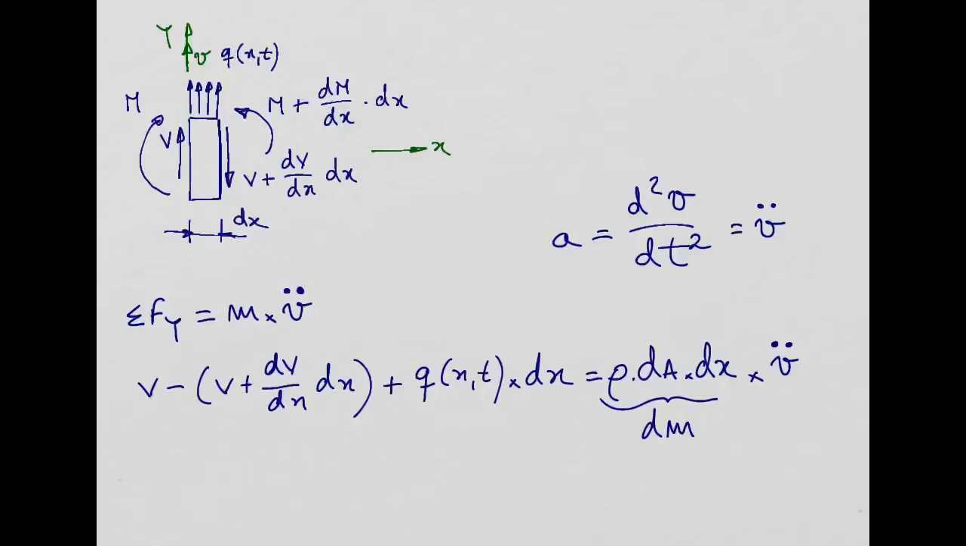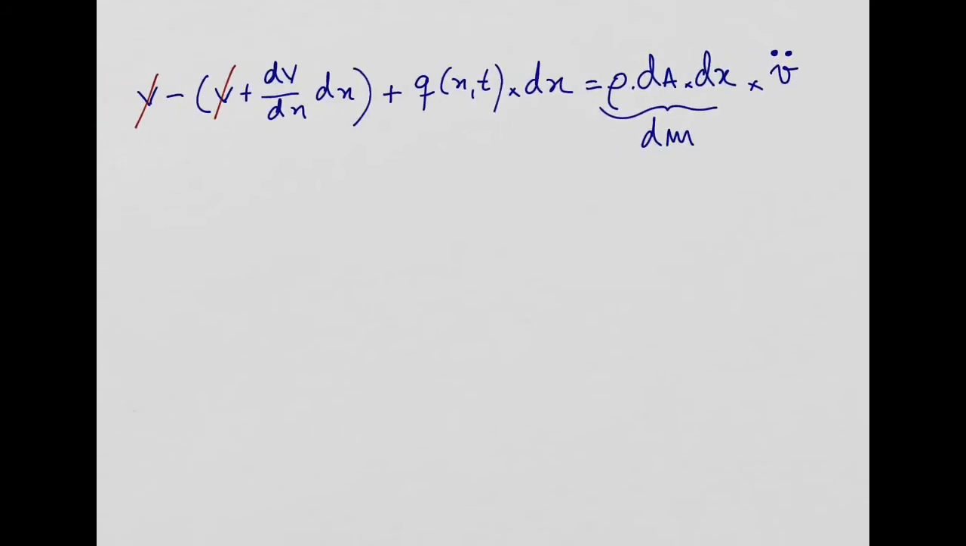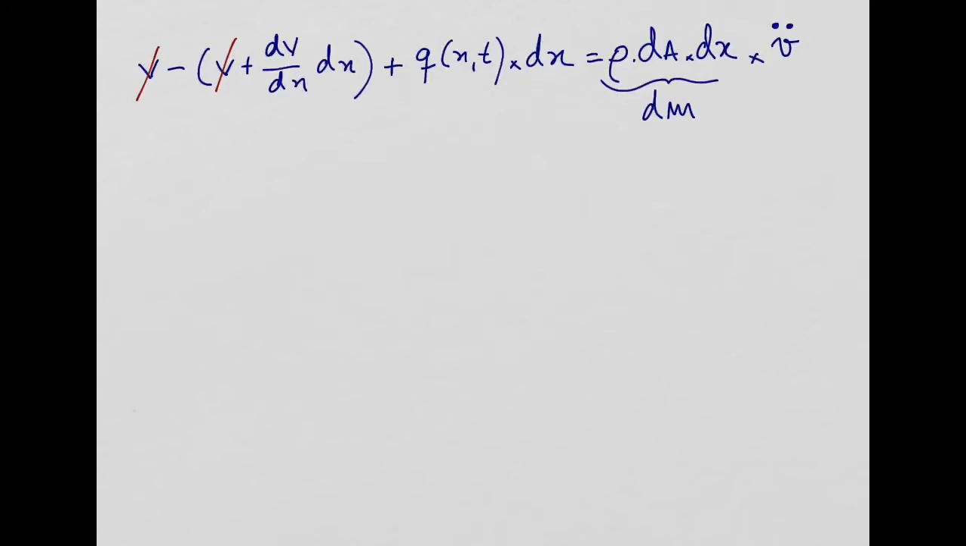So if you look carefully at this equation, there are some things that cancel out. For example, this V cancels with this V, this transverse shear force. So what I'm going to do is copy this to a new slide. I'm going to send the mass times acceleration to the left-hand side. And then we'll get at the end something like this.